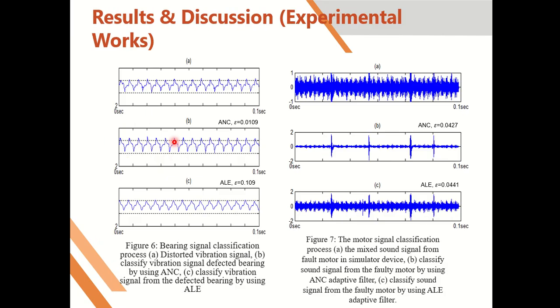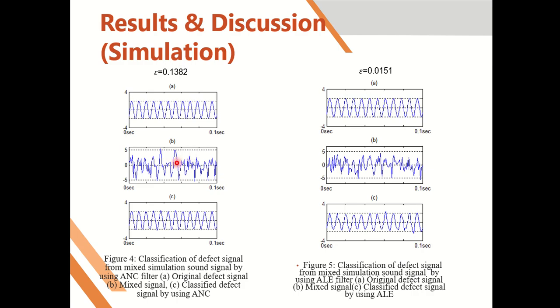We create a signal that is mixed with a noise signal. So the left one is the ANC filter, and the right one is the ALE filter. As you can see, this one is the actual signal, and then we mix it up with the noise signal, so it means the signal is being corrupted. Okay, and then we use the ANC filter to filter out the noise, and finally we get our signal back, as shown in this one.